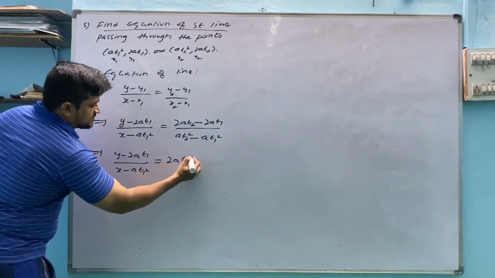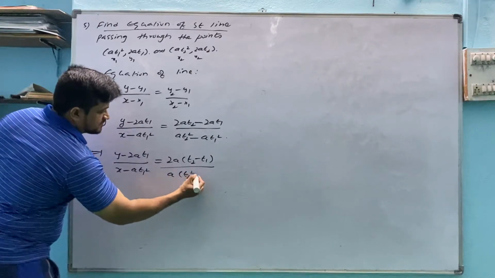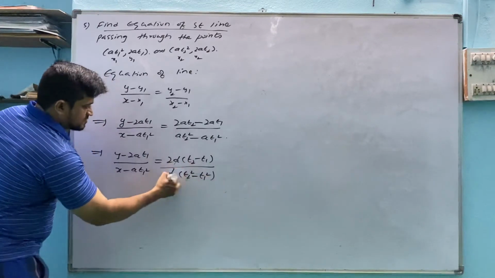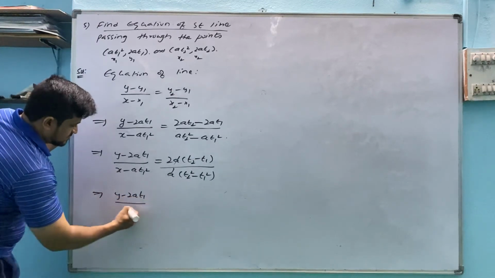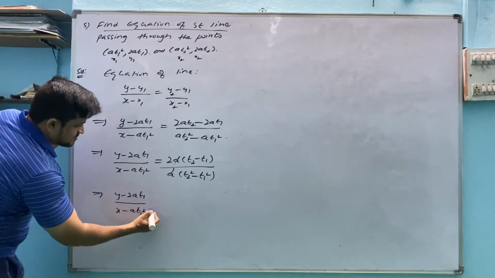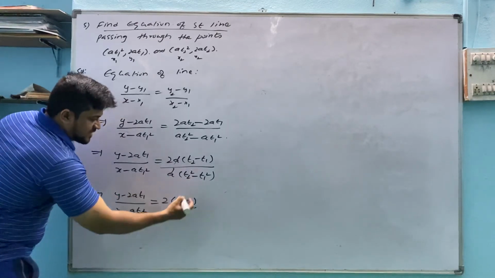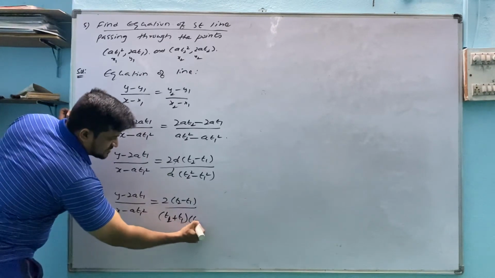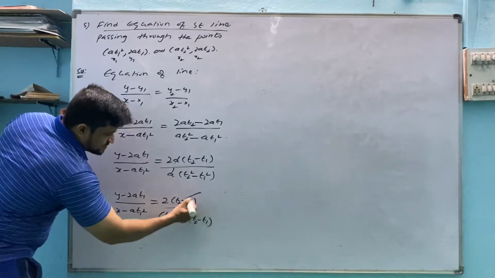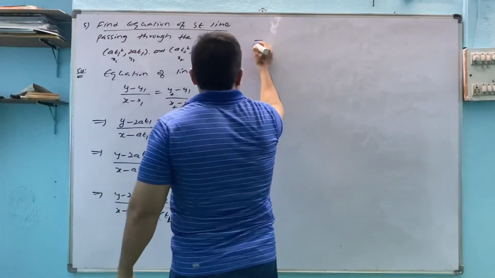Take a common factor. Then use the a square minus b square formula: a plus b into a minus b. These two cancel, so the remaining values we write here.